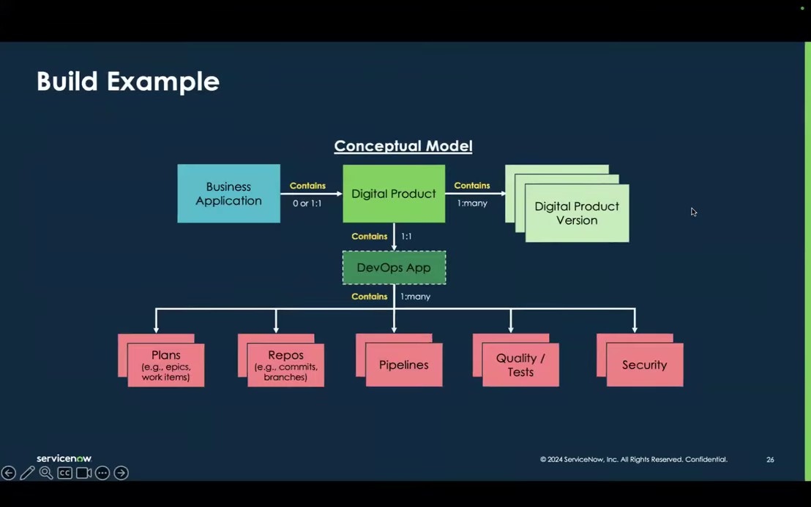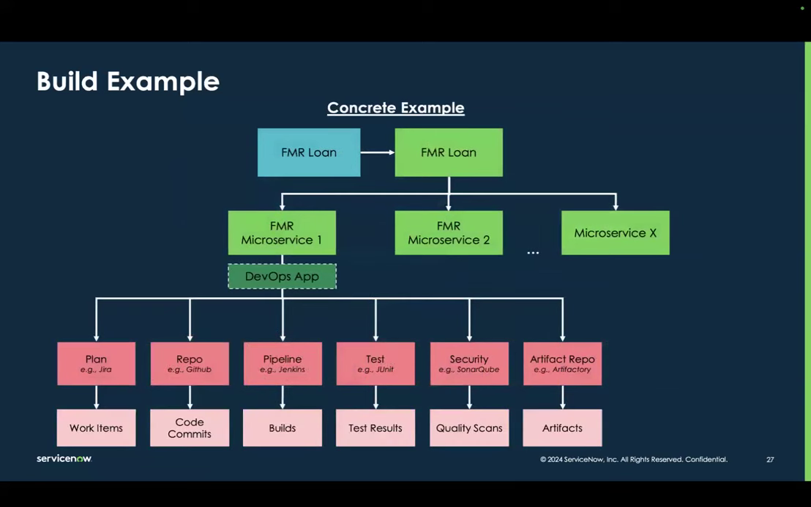And again, the conceptual model is that we have the business application still connected, but now we have a DevOps app that has plans, repos, pipelines, test results, security scans, all of that. And the digital product also has versions that we're managing and deploying. So from FMR alone, we have the top level, which is what I've been managing, but also each microservice can have its own DevOps app with its own code commits, its own work items, its own pipeline that is used in order to validate that the microservice is ready.